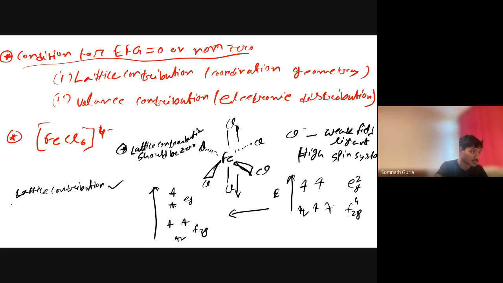Second, this is not a homogeneous electron distribution. T2G6 would be a homogeneous distribution, and T2G3 is also a homogeneous distribution, but T2G4 EG2 is not a homogeneous distribution. So this is an inhomogeneous electron distribution, so a valence contribution will be there.